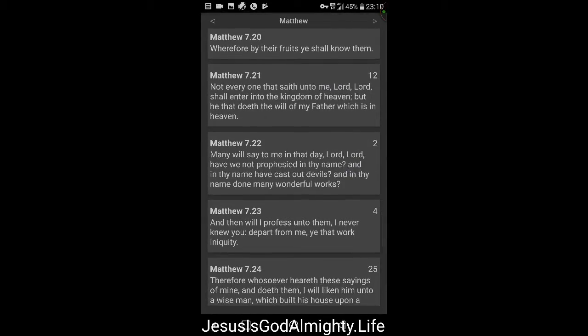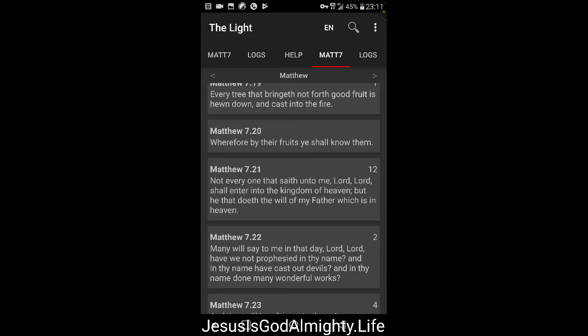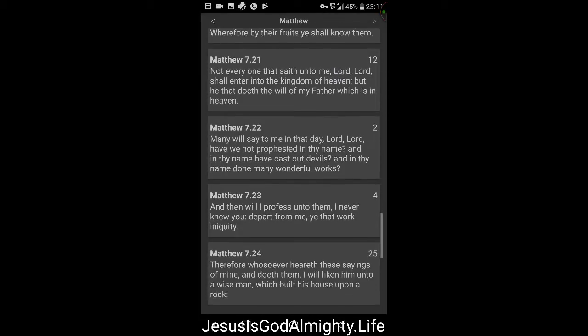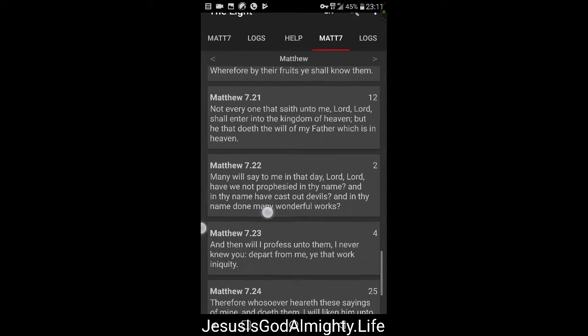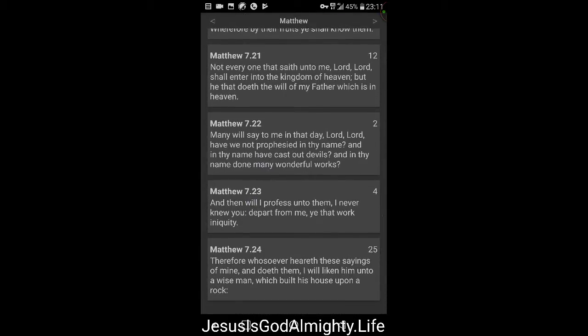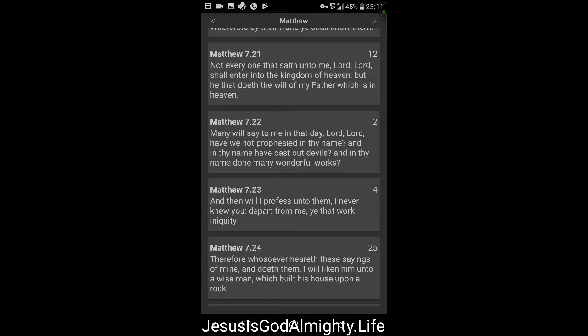Not everyone that saith unto me, Lord, Lord, shall enter into the kingdom of heaven, but he that doeth the will of my Father which is in heaven. So what is the will of the Father? Well, I guess it must be bearing good fruits and not bad fruits. And if you look at Matthew 7:23, he's talking about those who are bad fruits, those that work iniquity, lawlessness.